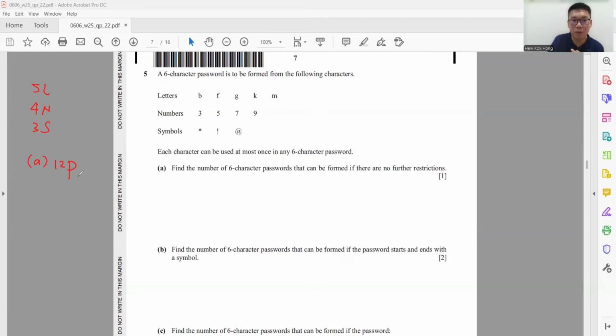We want to form a 6-character password. Then we just key in the calculator. It's a very huge number.